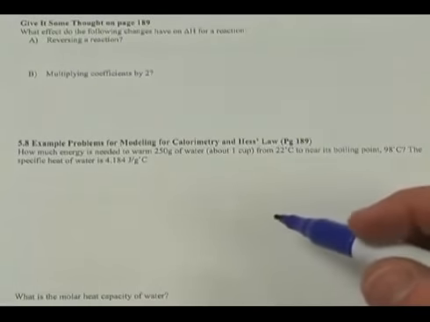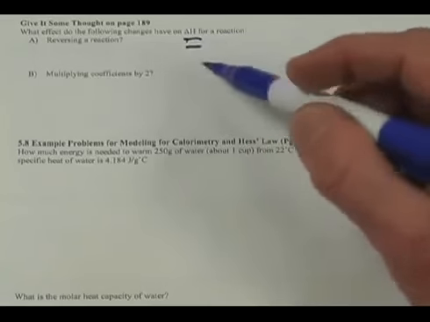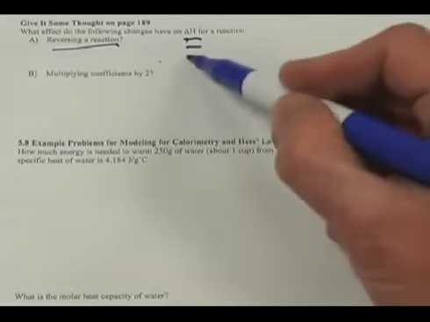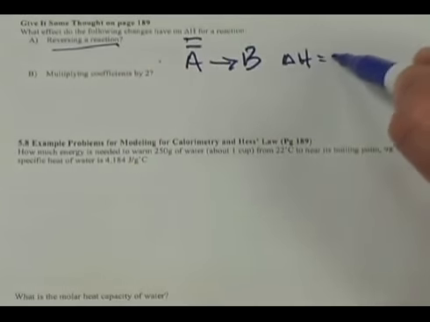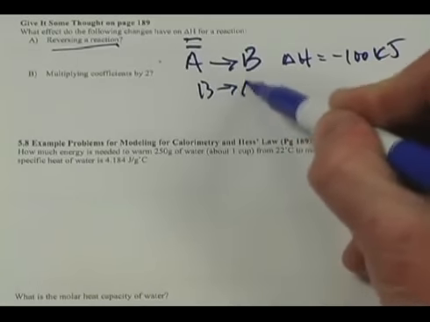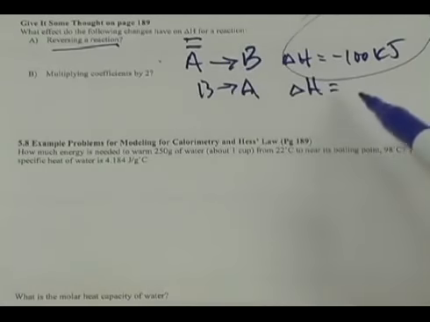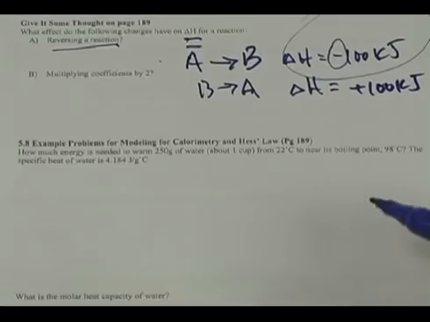First of all, what effect do changes have on the enthalpy of a reaction for reversing a reaction? Let's say we had a reaction that was A goes to B, and the enthalpy was negative 100 kilojoules. If I had the reaction B goes to A, what happens to the enthalpy? Well, the enthalpy of the reverse of the reaction is simply the opposite sign. In other words, now it becomes a positive 100 kilojoules when the reaction is reversed.